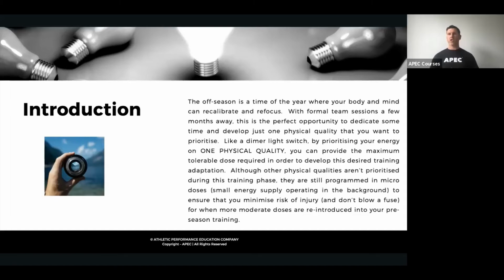Like a dimmer light switch, by prioritizing your energy on one physical quality, you can provide the maximum tolerable dose required in order to develop the desired training adaptation. Although other physical qualities aren't prioritized during this training phase, they are still programmed in micro doses or small energy supply operating in the background. This is to ensure that you minimize risk of injury and don't blow a fuse for when more moderate doses are reintroduced into your pre-season training.